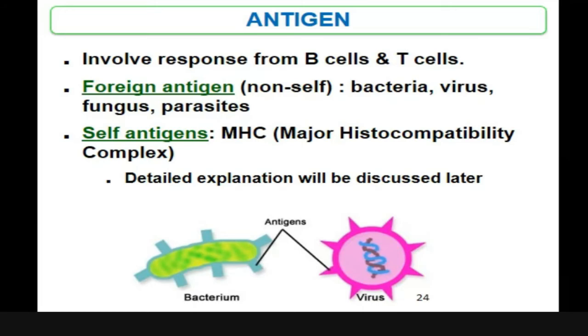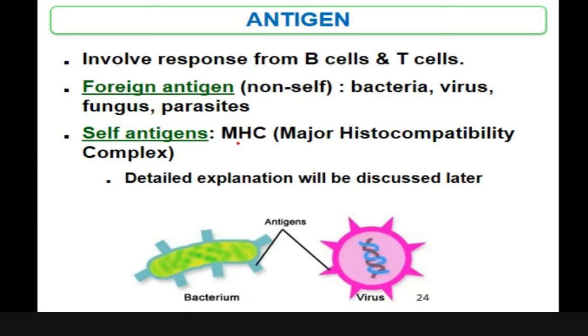So antigen involves response from B cells and T cells. Foreign antigen maknanya antigen that is not produced in our body. Kita ni dalam darah kita ada antigen darah kita. Contoh siapa darah O, dia tak ada antigen, tapi dia ada antibody. Darah A, dia ada antigen A, tapi dia ada antibody B. Okay, itu adalah self antigen. Foreign antigen, bacteria comes from bacteria, virus, fungus, parasites.